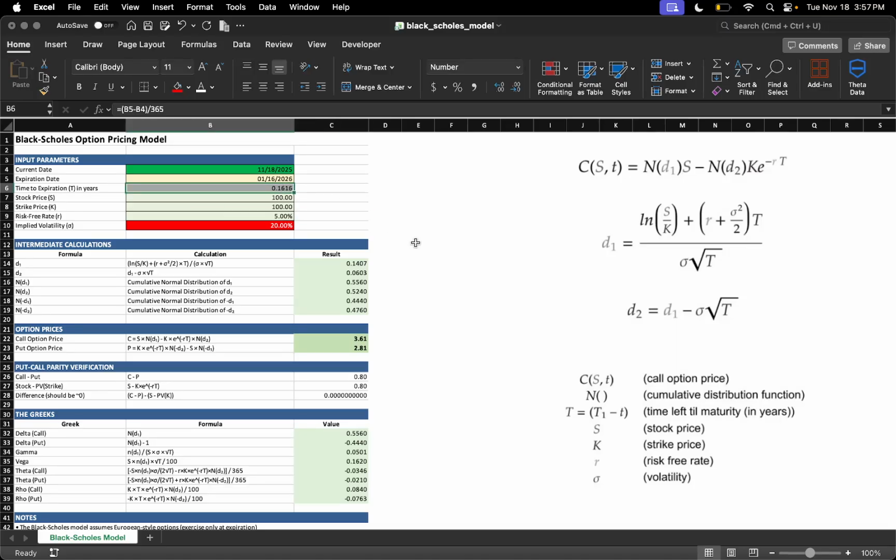The current stock price is 100. The strike price is 100, which is you're just buying an at the money call. The risk-free rate is 5%, so that's just like a 10-year yield, a US government yield, and the implied volatility of 20%. One thing to take note of here is that all of the inputs to calculate the option price are known except for the implied volatility.